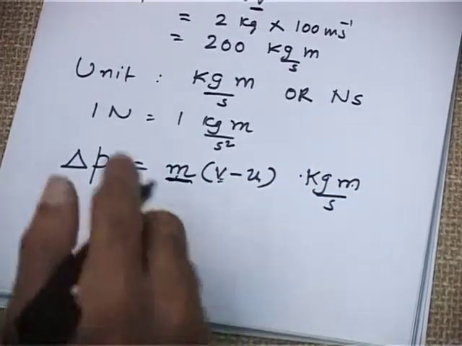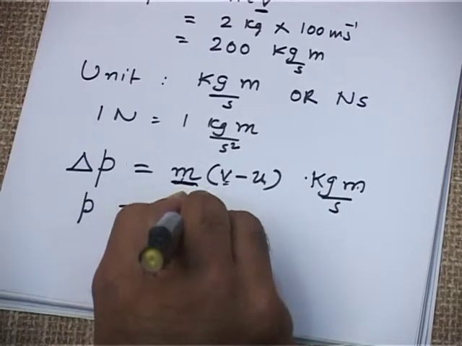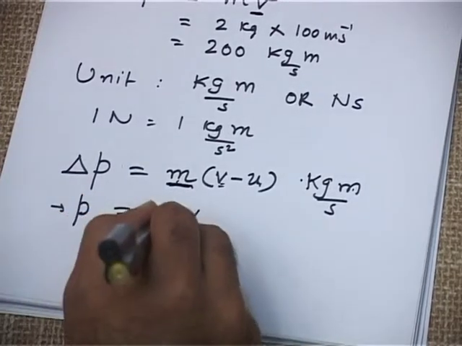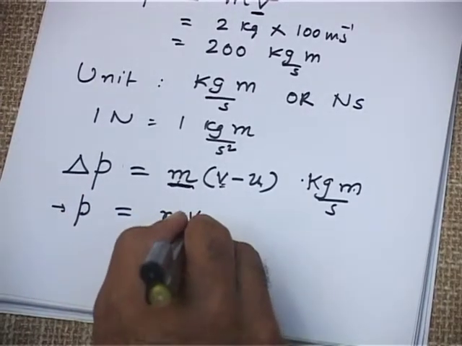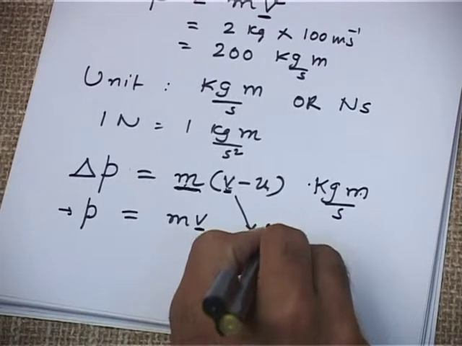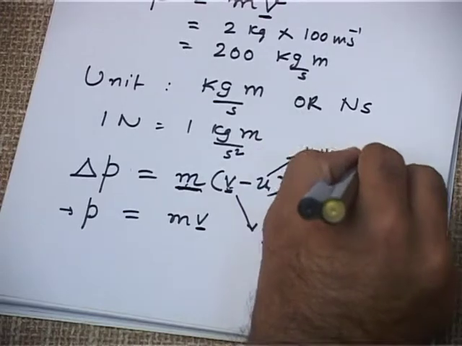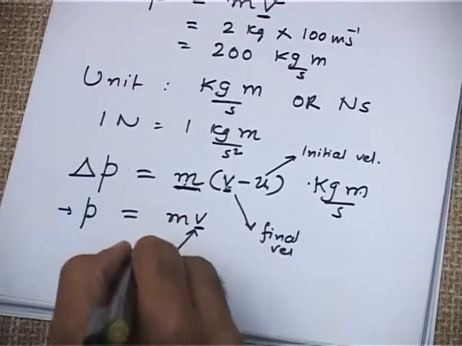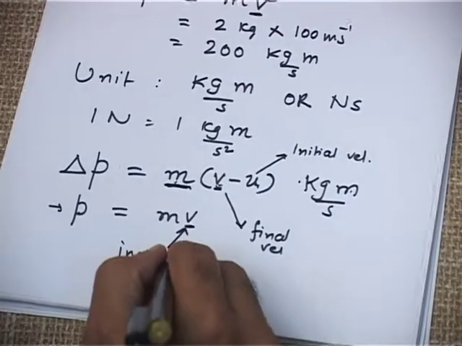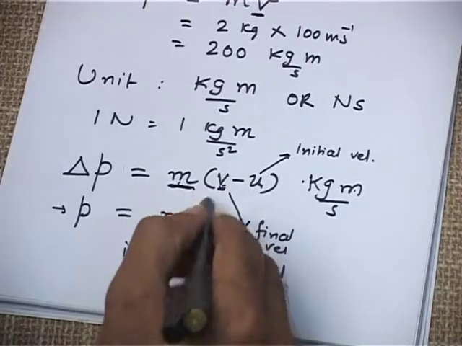At this point in time, I just once again want to write P. Momentum is mass into instantaneous velocity. I want you to understand this difference over here. When we are writing P is equal to m into v, this v means instantaneous velocity. Whereas over here, v is the final velocity, and this u is initial velocity. Whereas here, v means instantaneous velocity. So do not get confused with these two v's.